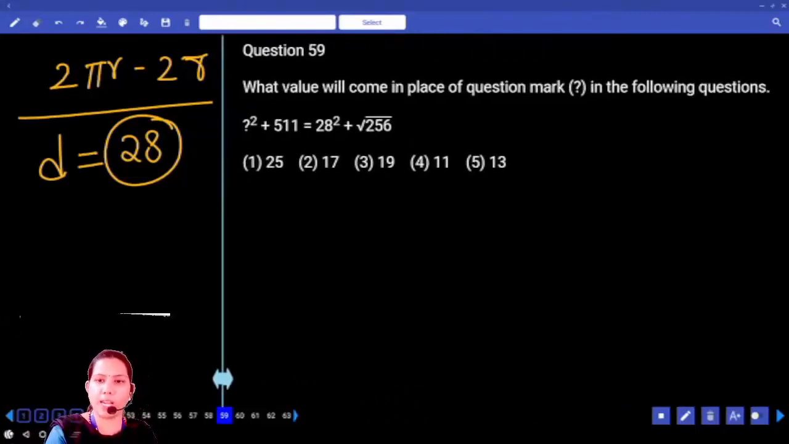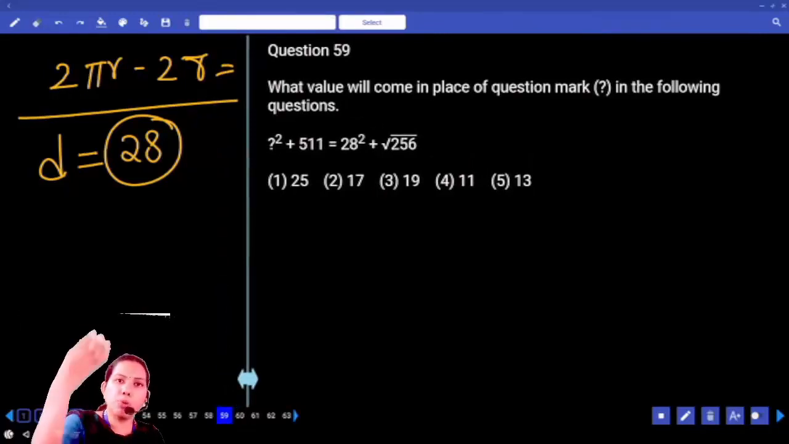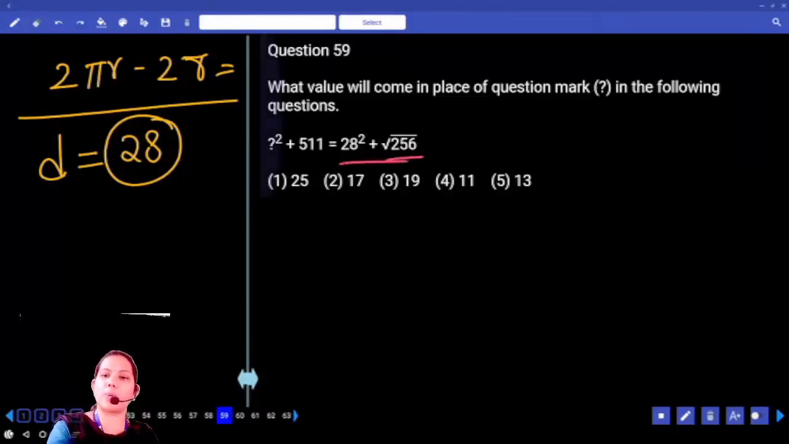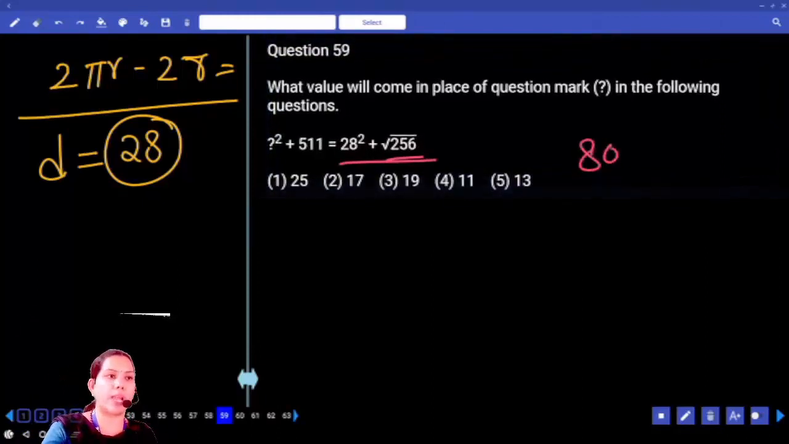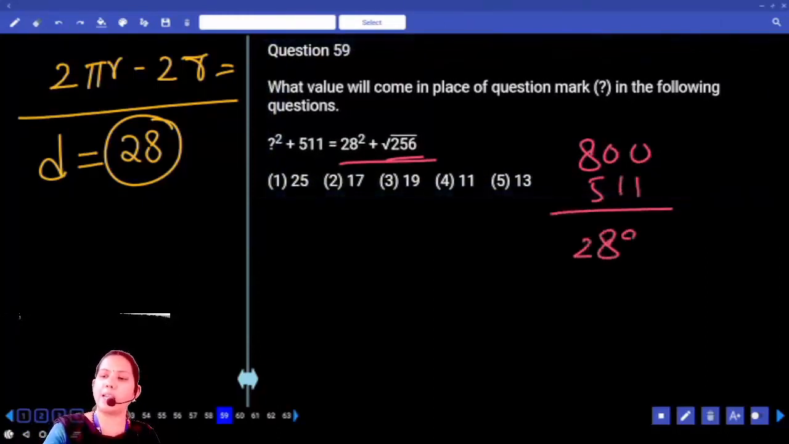Next, question number 59. What is 28 square? 784. What is the square root of 784? 28. What is 28 square? 784. 784 plus 16 is equal to 800. Left hand side value 800 minus 511, so it is 289. Is it a perfect square? It is a square of 17.